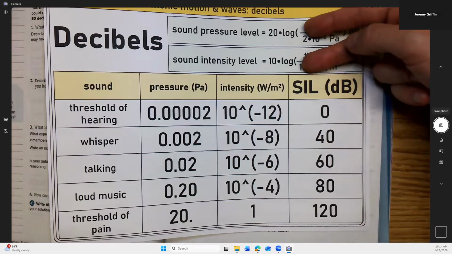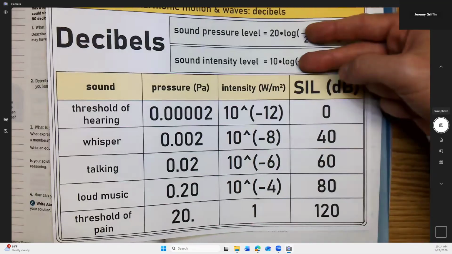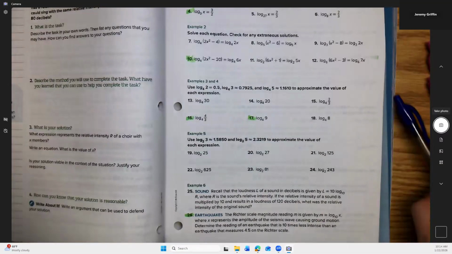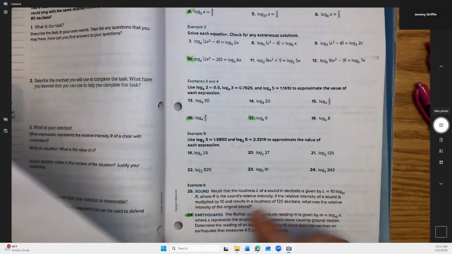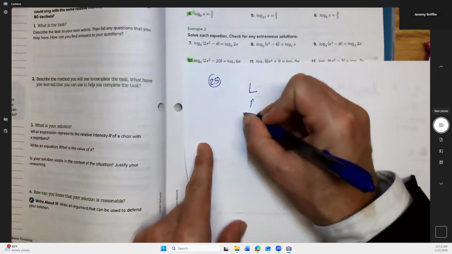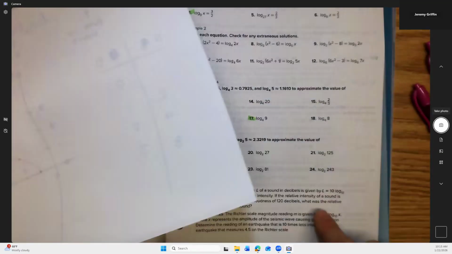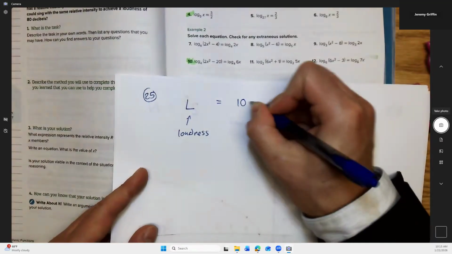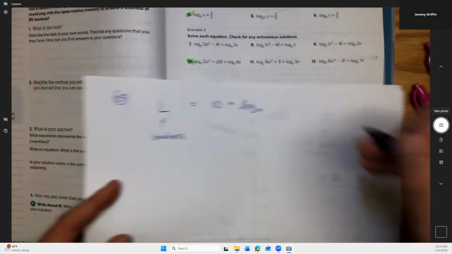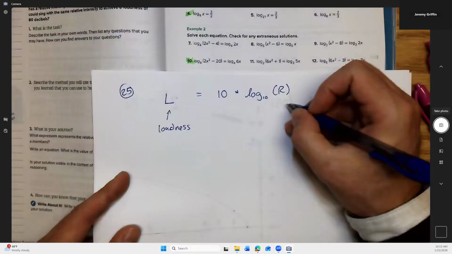You can see it in the equations right here. So sound pressure, sound intensity, slightly different equations, but they both involve this logarithm. You see it? They both have a log in them? Okay, so that's context for this question right here. 25. Now, your book is calling this loudness. I was calling it sound intensity level. It's 10 times log base 10 of R, where R is the sound's relative intensity.